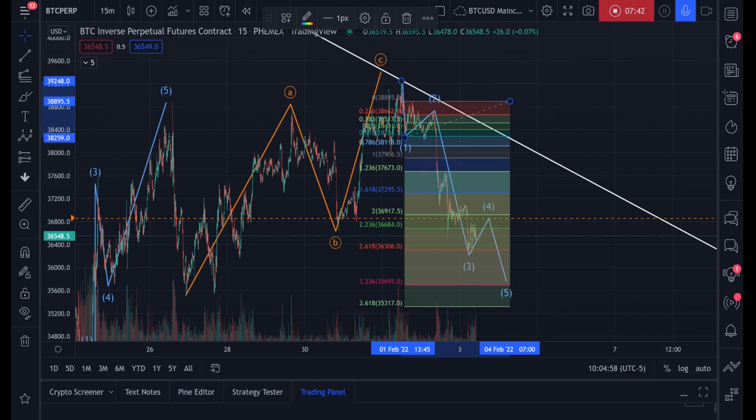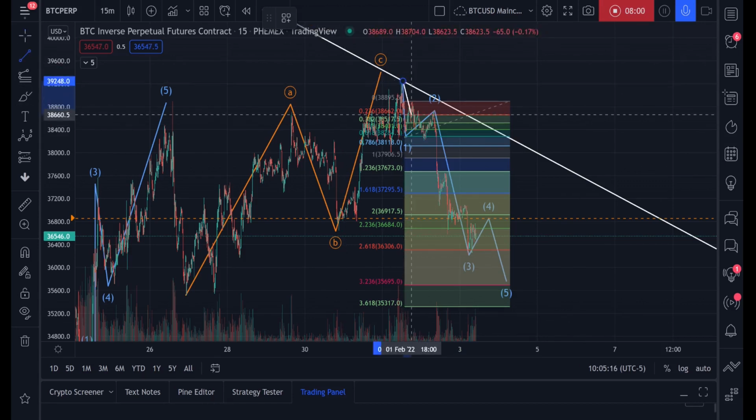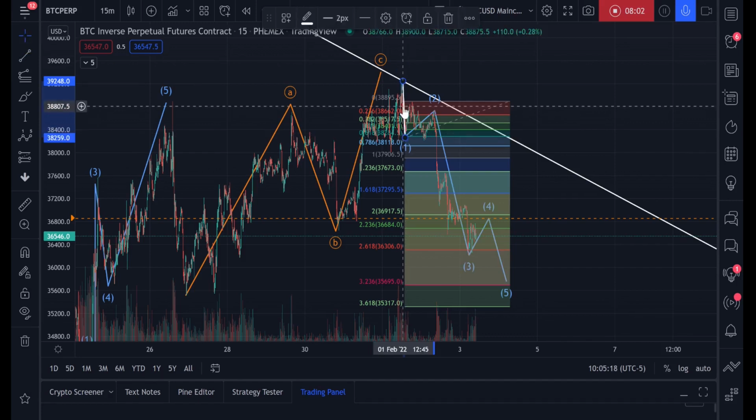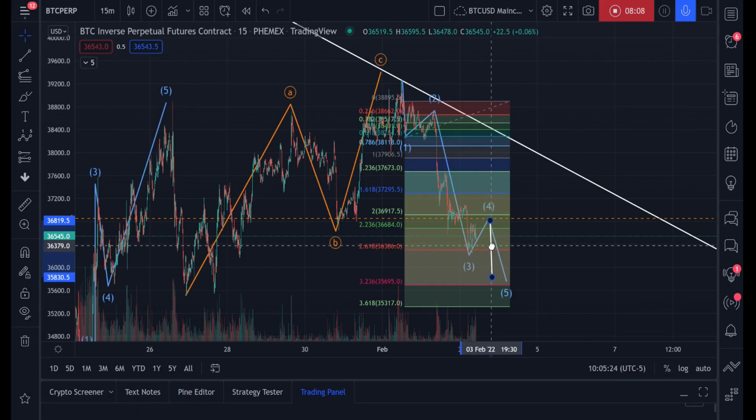Okay, it's probably going to target the 1.236, or it could go to the 1.618, but it won't be an extended wave 5, because you can't get more than one extended wave. Okay, that's number 1. Number 2 is wave 5 might also likely be more or less the same as wave 1. So I'm expecting wave 5 like this.